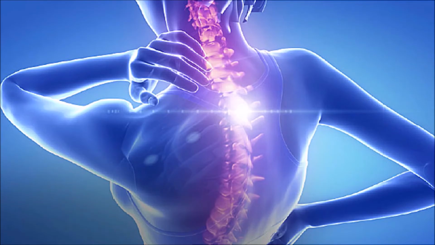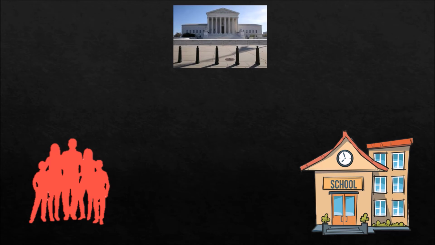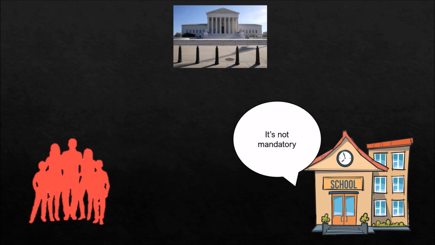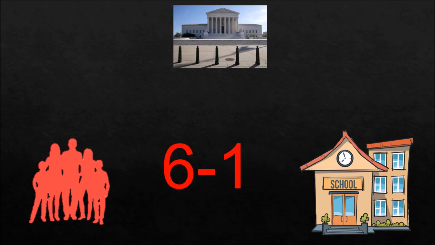So the Engel family and others decided to take this to court. It winds up in the Supreme Court, and Engel argues that having school-sponsored prayer violated the Establishment Clause because the school was indirectly establishing a religious activity into their school district. The school argued that since it was not mandatory, it was okay. That didn't convince the Supreme Court, and they ruled 6-1 in favor of Engel.